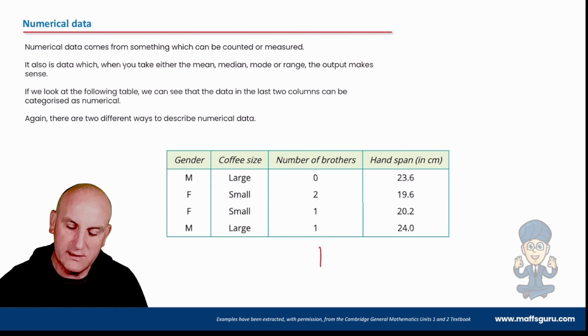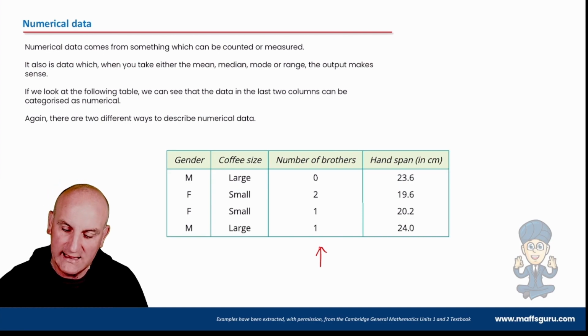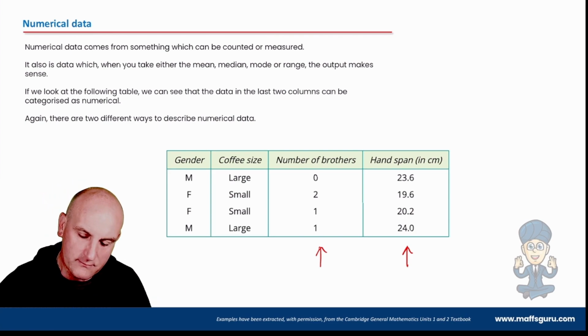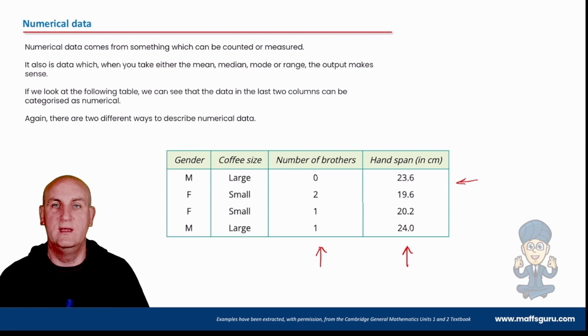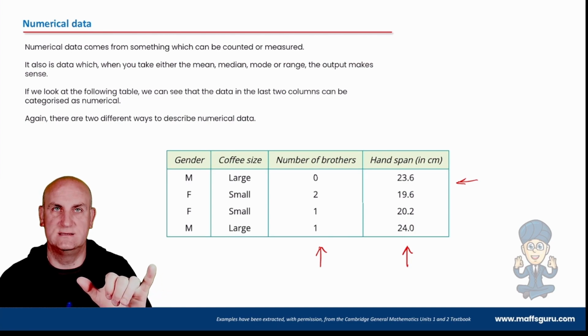So for example, if we look here, number of brothers, can I count the number of brothers I've got? Absolutely. Or the number of brothers people have? Yes. Can I measure a handspan? Absolutely. Now, a word of warning here, handspan, you'll notice there are decimal values. My handspan, I've rounded it to 23.6, right?